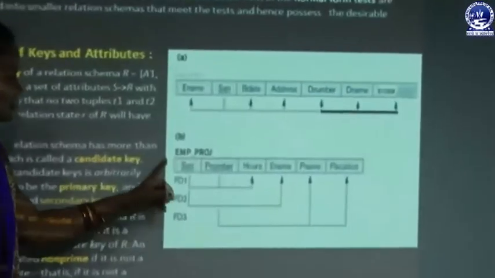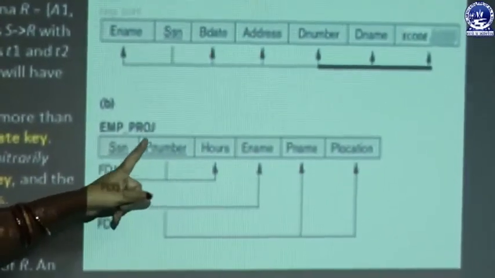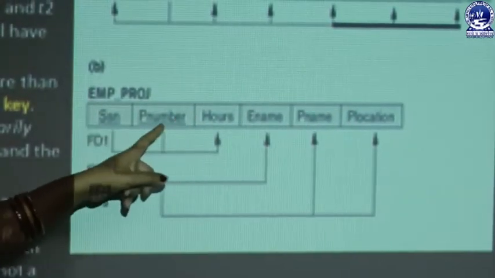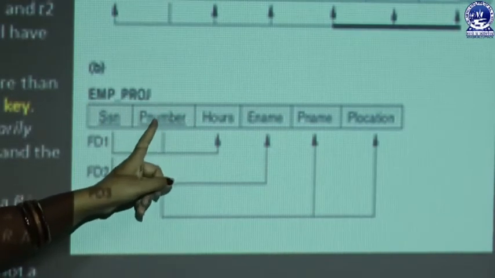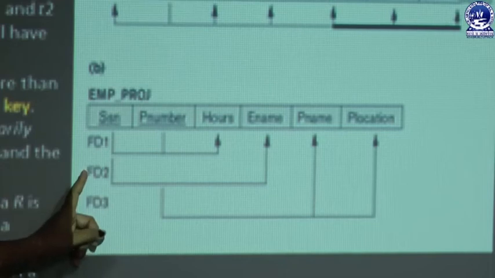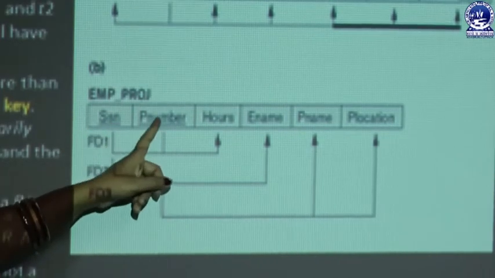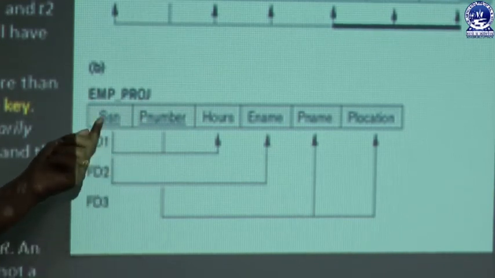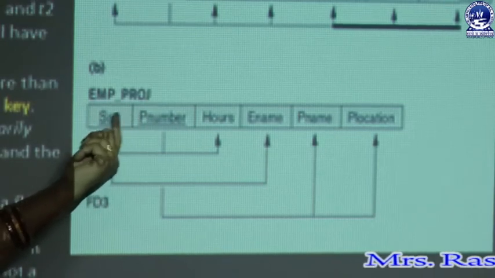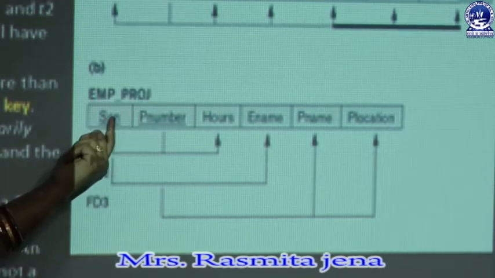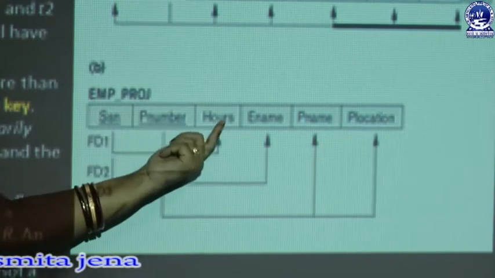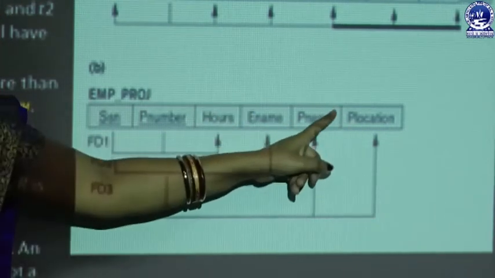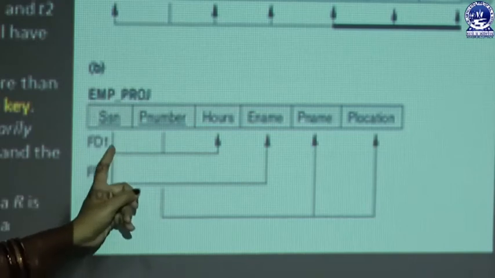See the second example, that is EMP project having attributes SSN, P number, hour, E name, P name and P location. Here the key attribute is a composite key, because it is a combination of two keys. SSN and P number both combined form the key attribute. In this case, which one is prime and which one is non-prime? Here SSN and P number are used for the key attribute. That's why these two are called prime attributes, and the rest of the attributes, that is hour, E name, P name and P location, are non-prime attributes, because they are not participating in the formation of the key attribute.